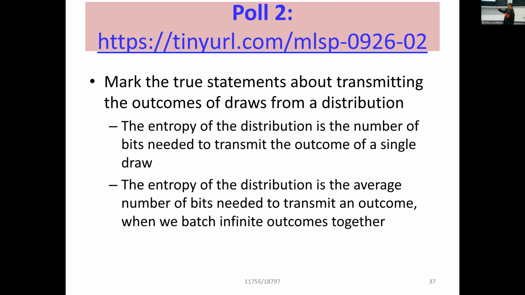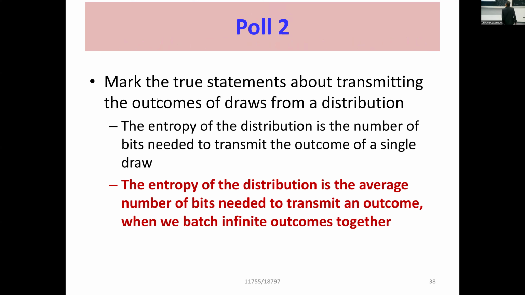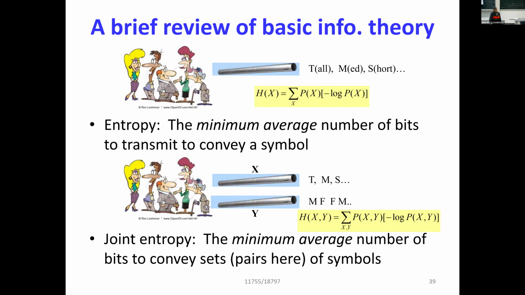Okay, Johnny, for the first statement, true, or second one. Okay. So the entropy of the distribution is not the number of bits needed to transmit the outcome of a single draw. It's the average number of bits needed to transmit an outcome when we batch infinite outcomes together using an optimal coding scheme. Okay? So that's what entropy means.